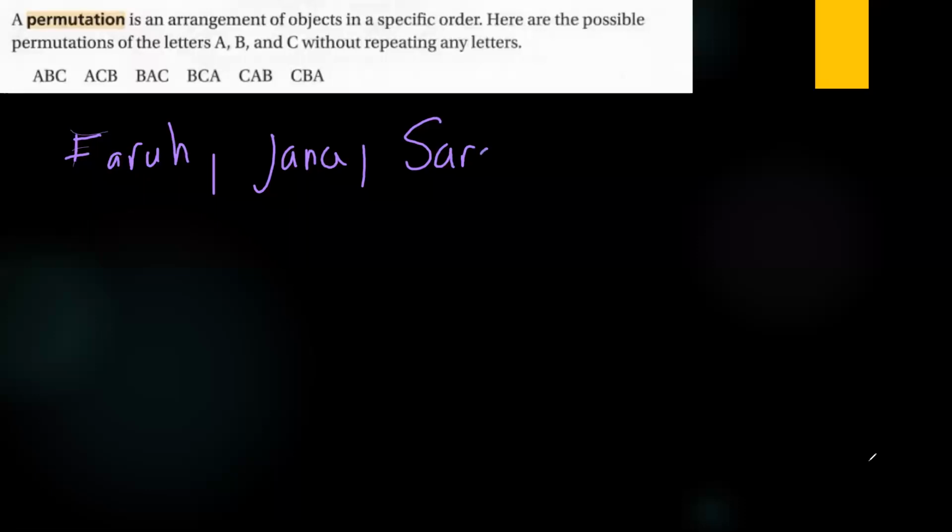Now, let's start with the permutation. Permutation is when I want to choose things, but in order. It is an arrangement of objects in a specific order. As an example, I have three girls and I want to order them. We have Farah, we have Jana, and we have Sarah. Here are three girls, and I want to order them.